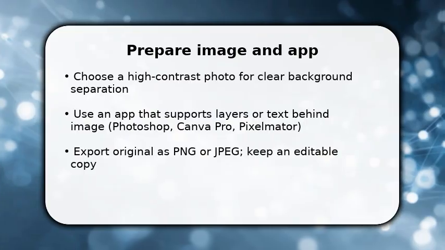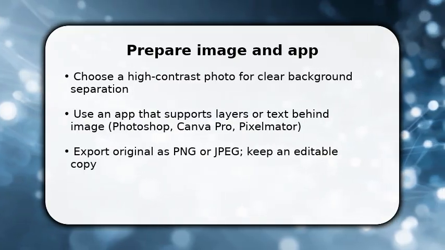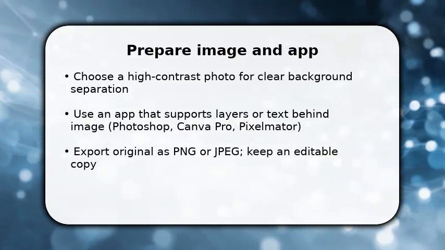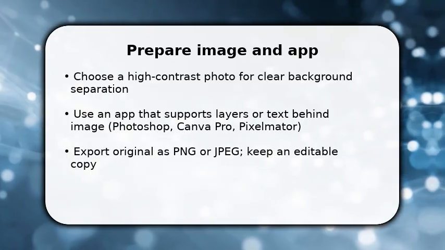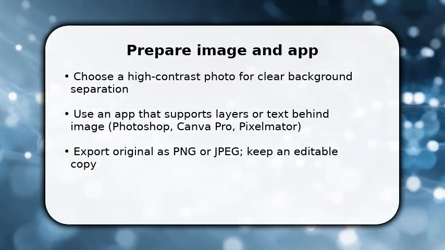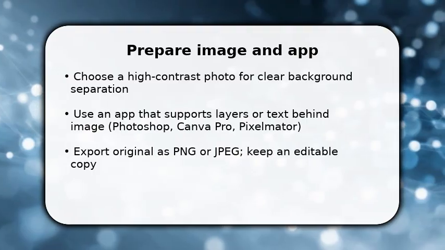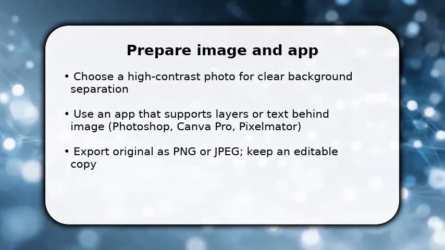You start by selecting the photo you'll place text behind. Open it in an app that supports layers. If you don't have Photoshop, use Canva Pro or Pixelmator. Once the image is loaded, create a duplicate layer and lock the original.